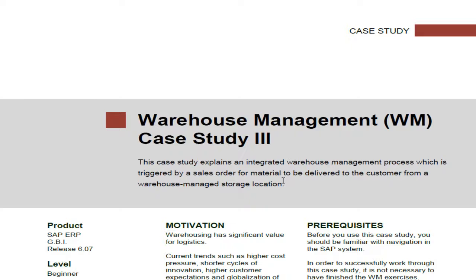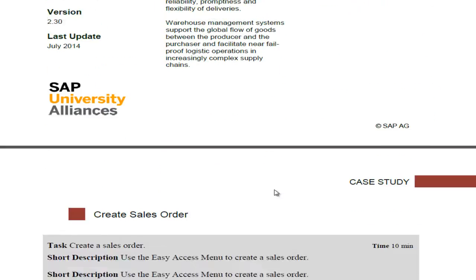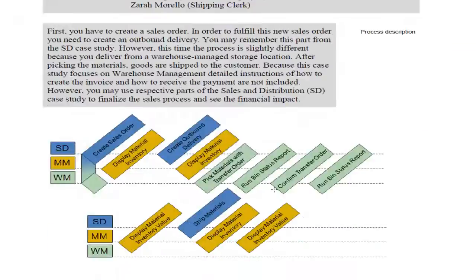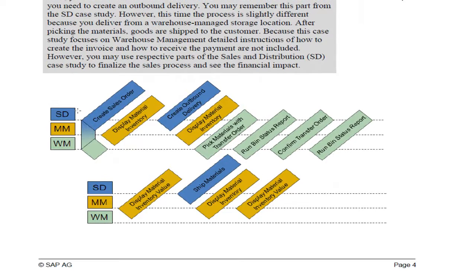This is the third case study for warehouse management systems. In this case study, what we're going to be looking at is the sales and distribution side of the process, where we're going to be taking a product being sold to a customer, but it's going to be sold from a warehouse managed distribution center in San Diego.